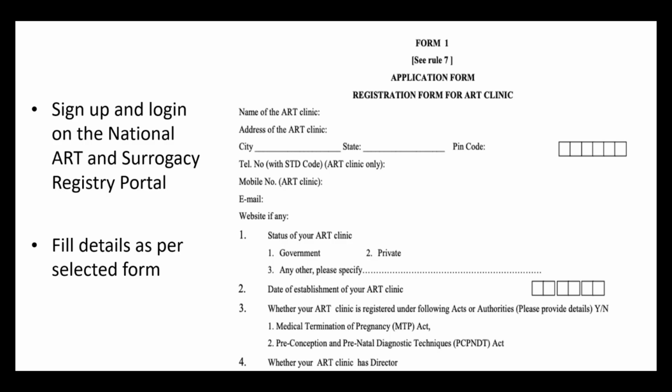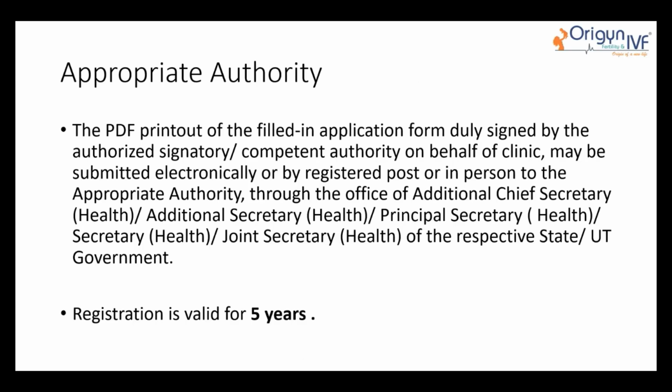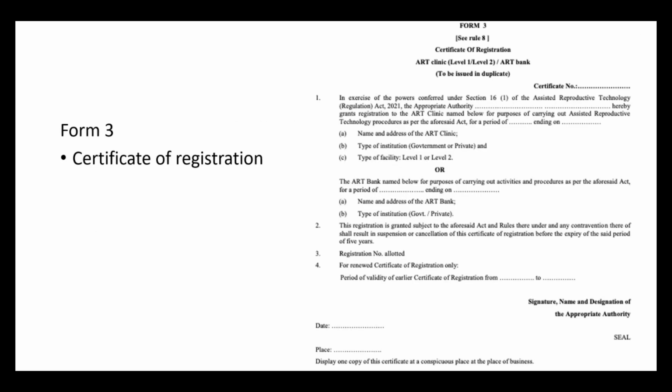This is the form which will come up, and you have to fill up that form for ART level 1. Next slide. Then the filled out form PDF printout you have to submit to the appropriate authority, and they will come for your inspection. If they decide to give you the registration, it is valid for 5 years. Next slide. And this is how a certificate of registration looks. Lots of people have actually already got the registration. Many are still waiting. Next slide.